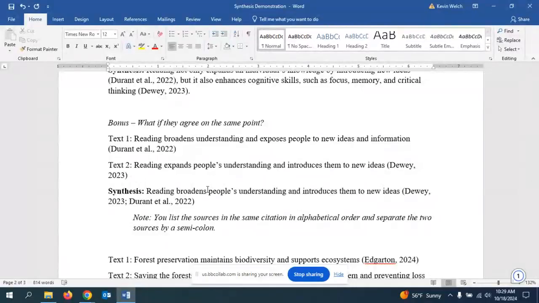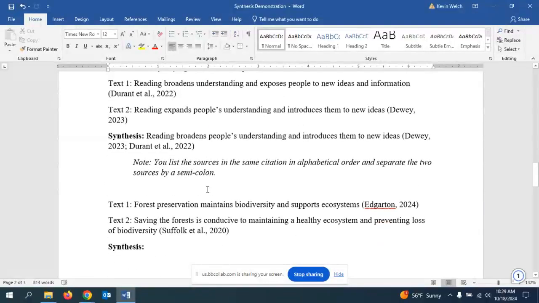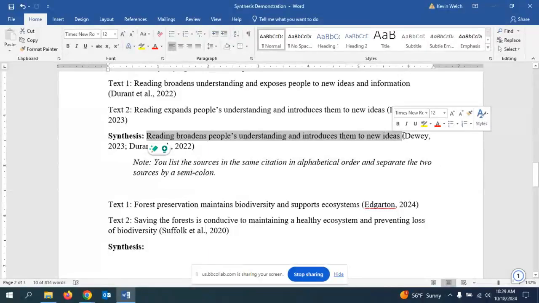Okay. Now, what if they agree on the exact same point? And I don't just mean like they're close to the same point. I mean, they say the same thing. The two studies have found the exact same thing. Like reading broadens people's understanding and exposes them to new ideas and information. Well, if the two sources say the same thing, you state the fact that they agree on, or the idea they agree on. Reading broadens people's understanding and introduces them to new ideas. And then you cite both sources after them.